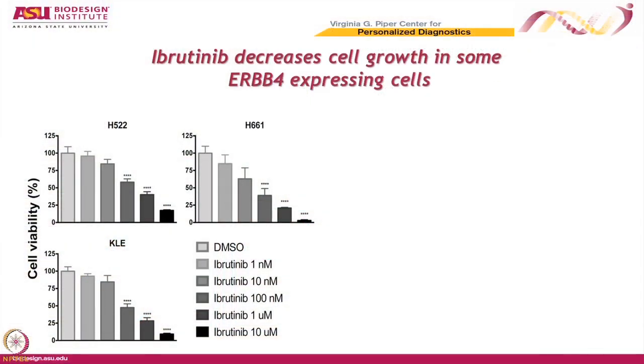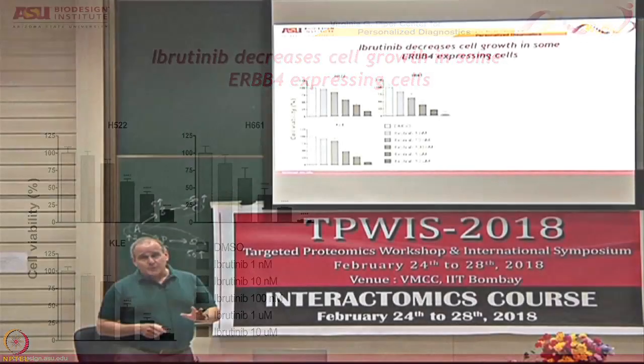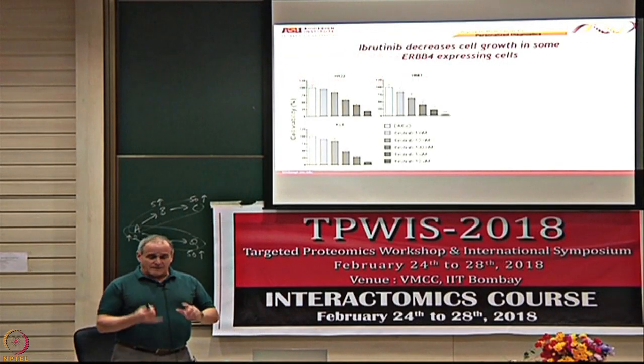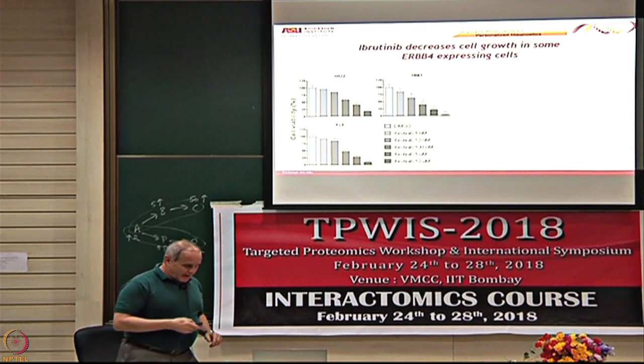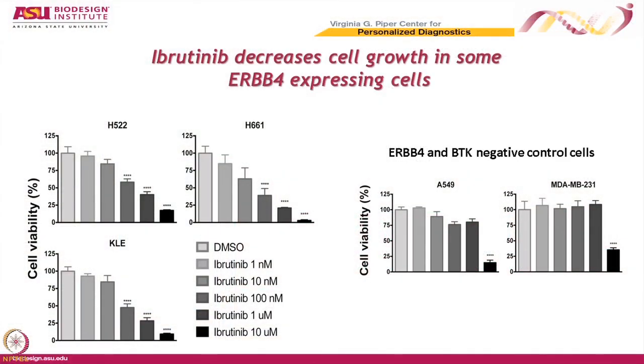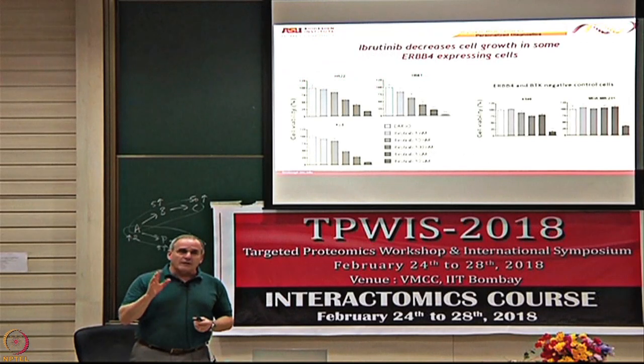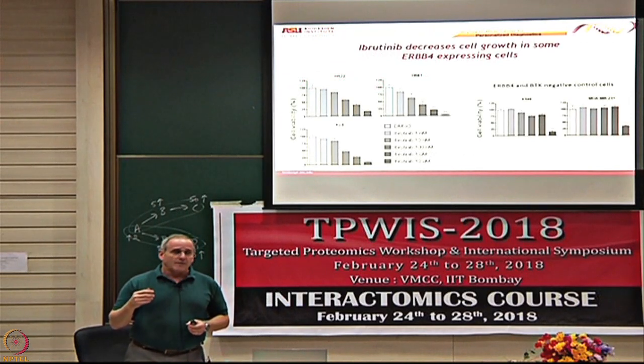So adding increasing amounts of drug, you see increasing inhibition of cell growth. So that looks like ibrutinib is inhibiting a cell line that has high ERBB4 and no BTK. So you can't argue that this is due to BTK. Okay, and then we did a couple of key controls. We looked at cell lines that were either ERBB4 negative or BTK negative, and sure enough, neither of these cells were responsive to drug.